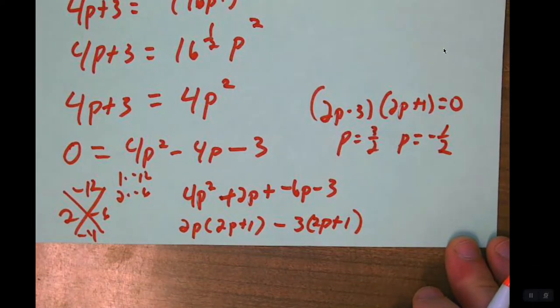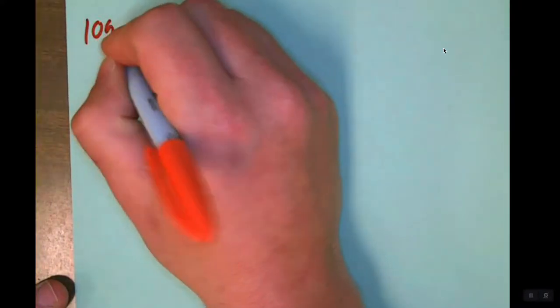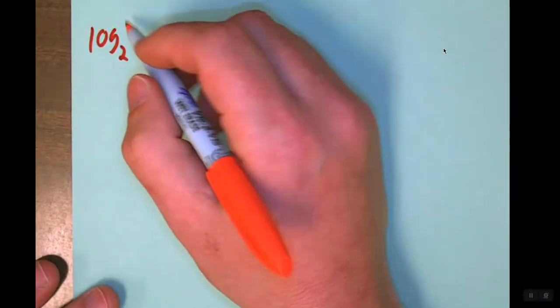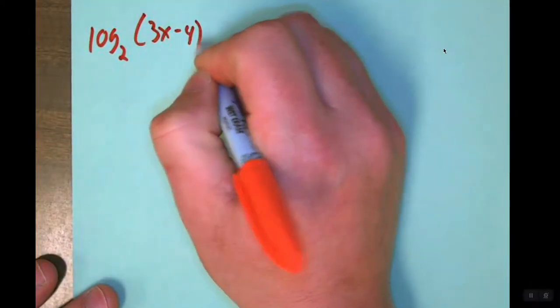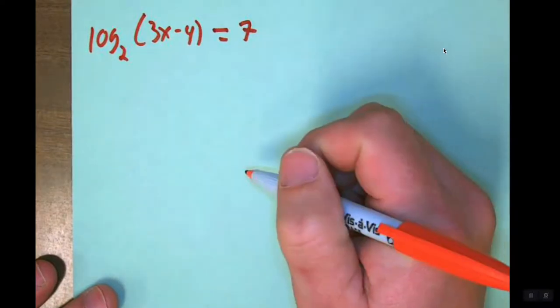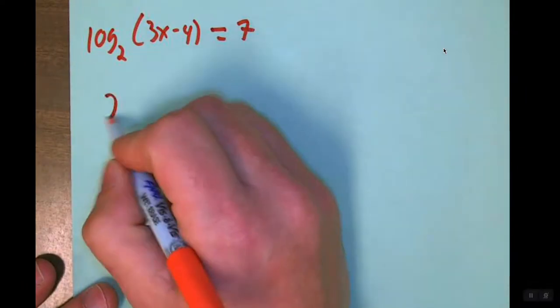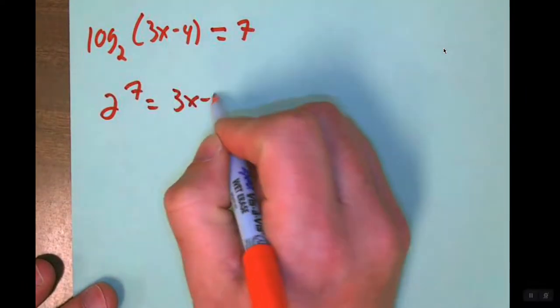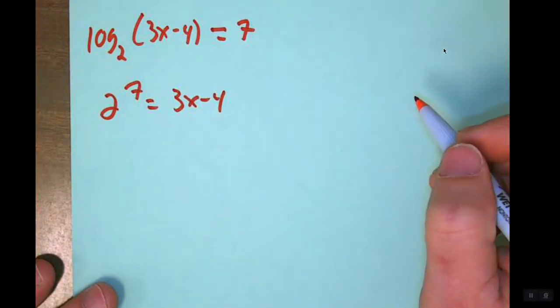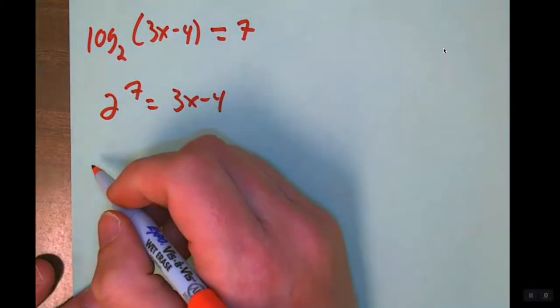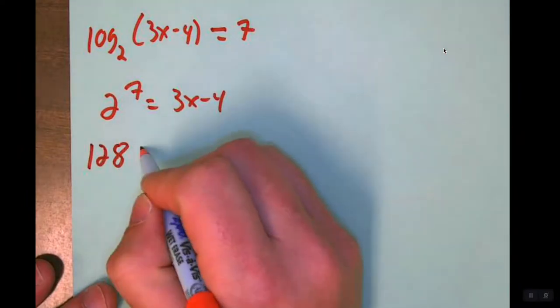Now, what happens when situations come up like this final part? And that would be these last few here. Like if you have log base 2 of 3x minus 4 equals 7. Alright, I don't know what to do. Yeah, you do. You just write it as an exponent. 2 to the 7th equals 3x minus 4. That's it. So what's 2 to the 7th? I'm going to punch it in my calculator. I get 128, I think.